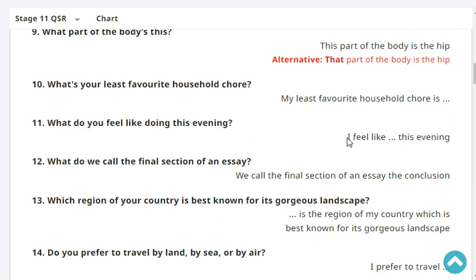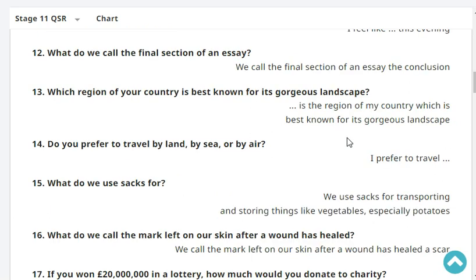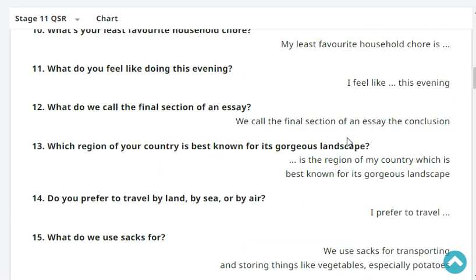What do we call the final section of an essay? We call the final section of an essay the conclusion.